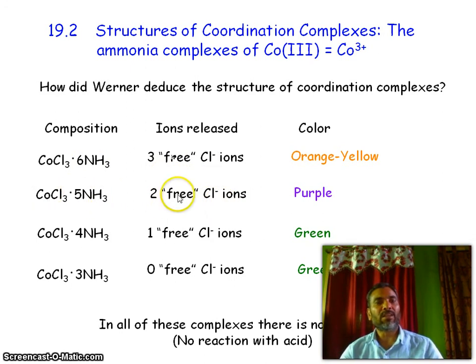So although there are 3 chlorines in each compound, the colors are different. 1 free chlorine and 0 free chlorine. That is very important. At the initial stage people do not understand what 3 free Cl minus or 2 free means. So concentrate here: we have 3 chlorines in each compound, but they are different colors, which means that on the basis of color, maybe not all chlorine is free and not all chlorine is bonded.